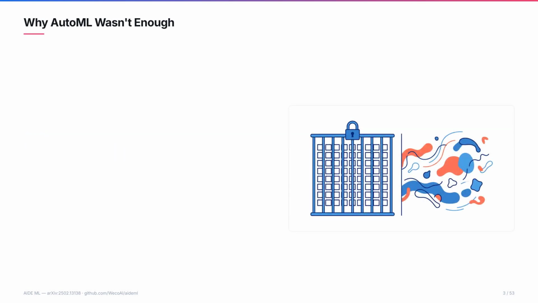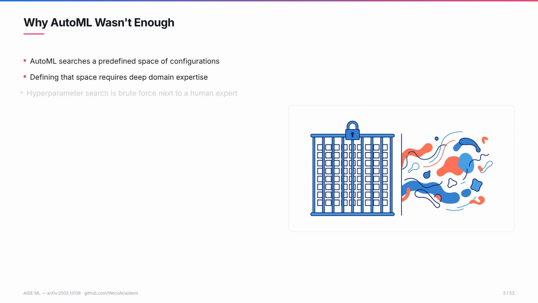The classical answer was AutoML. Tools like Weco, TPOT, and H2O search over a predefined space of configurations: which model, which hyperparameters, which architecture. But that space has to be designed by a human expert first, and the search inside it is fairly brute force compared to what an expert would do. Crucially, AutoML cannot step outside its box.